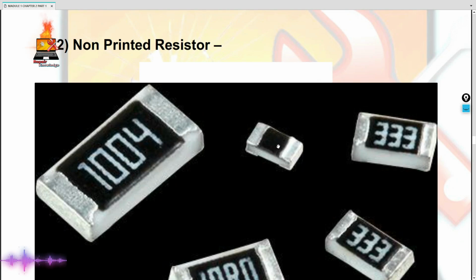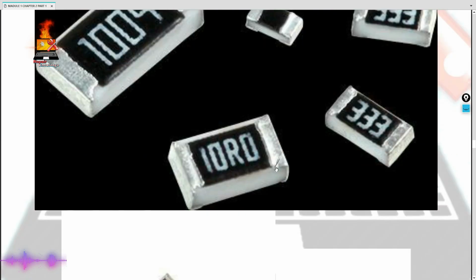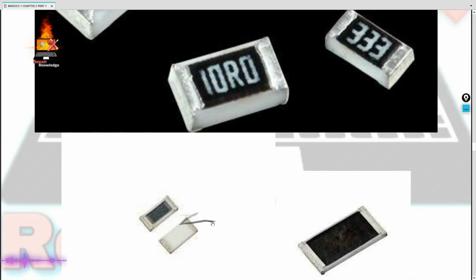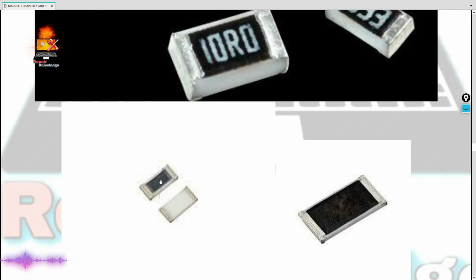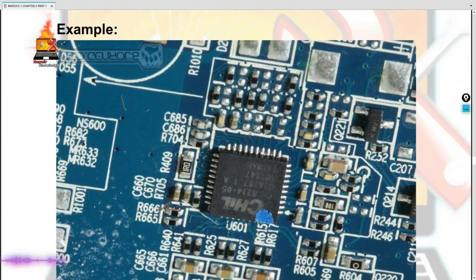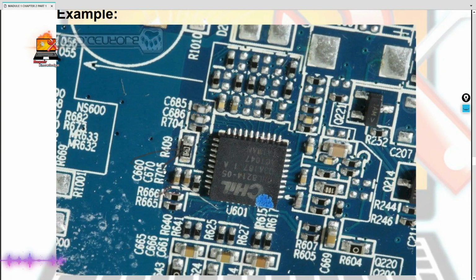Now look here at the non-printed resistor. There is no print on it. This resistor is so small that there is no print on it. How will we know the value that needs to be checked? We will know only from the schematics. If you go down, look at this type: there will be a black body in the middle but no print, silver, black body, silver. Okay, this is our identity.